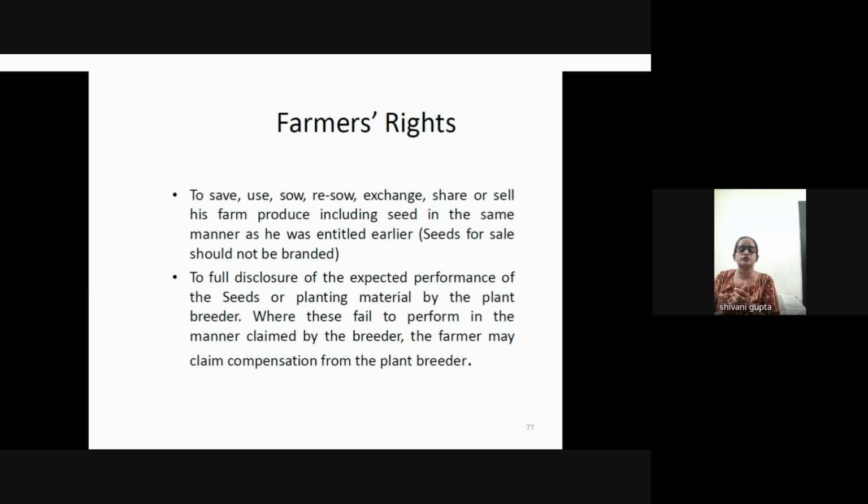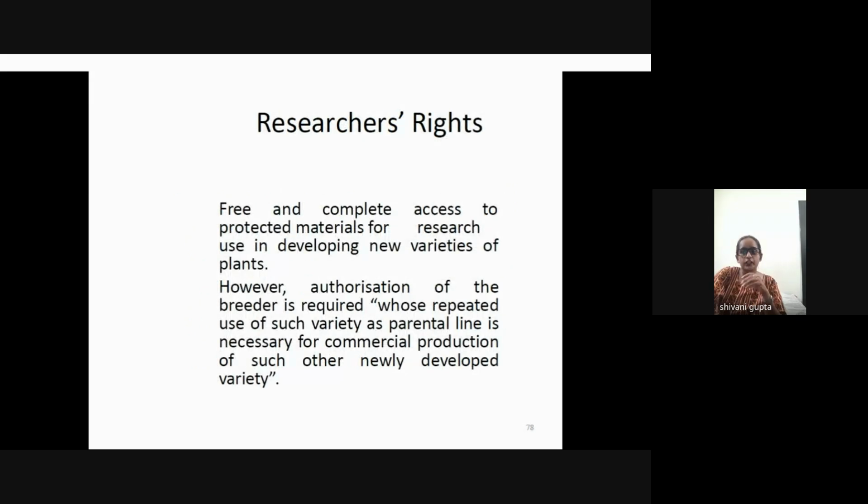The farmer may save, use, sow, resow, exchange, share, or sell his farm produce, including seeds, in the same manner as he was entitled earlier. But the seeds sold should not be branded. This criterion is mentioned under the law also. There must be full disclosure of the expected performance of the seeds or planting material by the plant breeders, and if the seeds fail to perform in the manner claimed by the breeder, the farmer may claim compensation from the plant breeder. This aspect is also mentioned under the law.